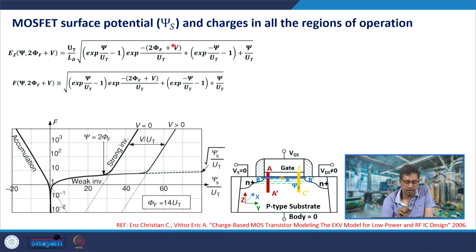What is this V? Now there is a VDS which is applied, a positive VDS. So, V is the local surface potential. Here it is 0 and here it is VDS, and in between we are calling it V. V keeps on increasing from the source edge of the channel to the drain edge of the channel, as we had discussed in the previous lecture. Ut is the thermal voltage, and LD is the Debye length, which we defined in the previous lecture.